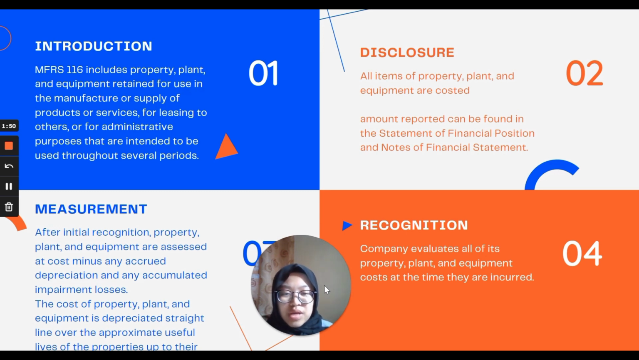The company evaluates all of its property, plant and equipment costs at the time they are incurred. So that's all from me. Thank you.